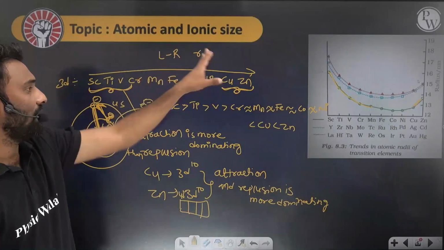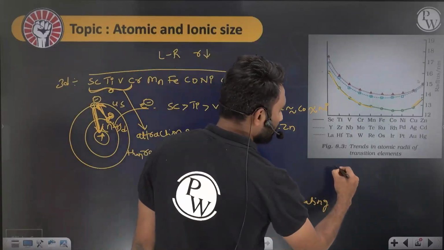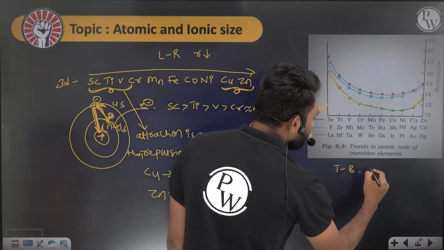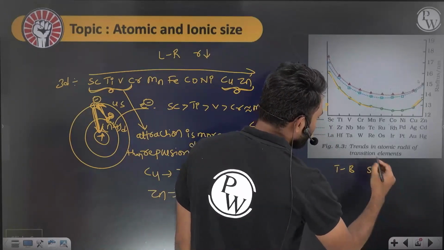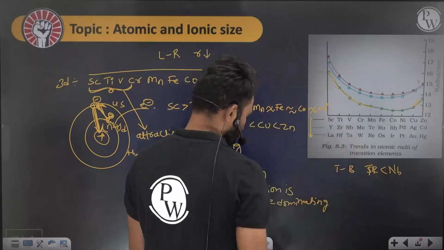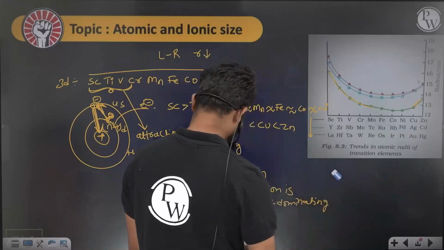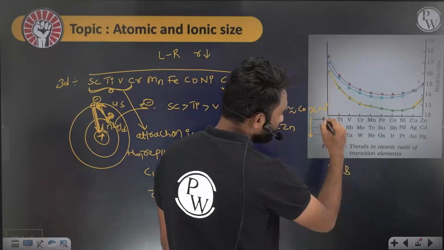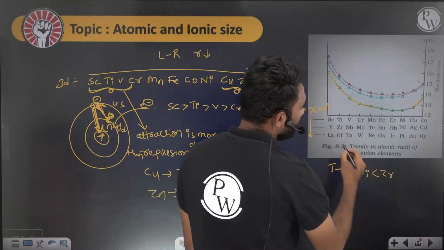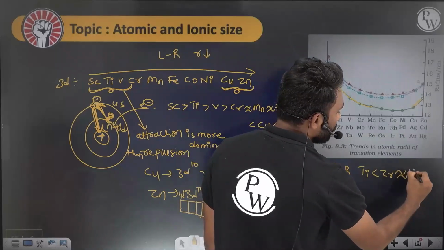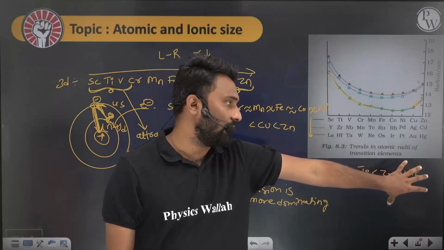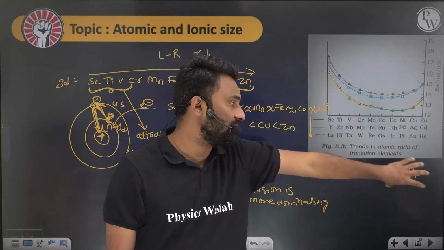Now when this is from the left to right. Now when you move from the top to bottom, here scandium, now let's take titanium, niobium. Now when we move from the top to bottom, titanium is having the smaller size than the zirconium. But when it comes to zirconium and hafnium, they have similar size. I mean, both are having the similar size.